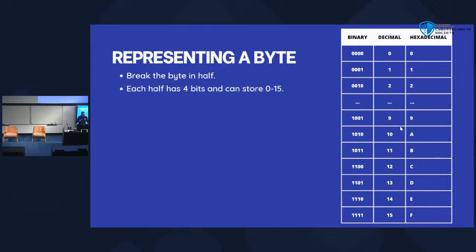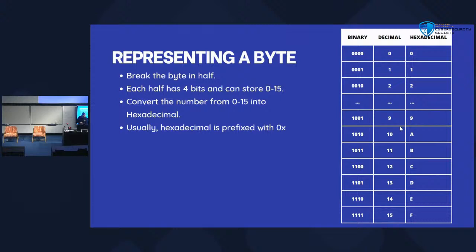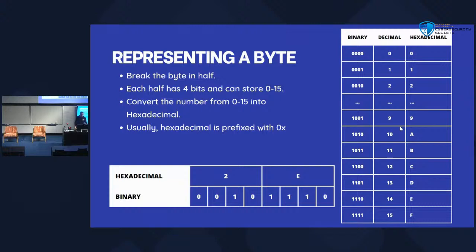So we take our 2 nibbles, each has 4 bits and can store 0 to 15 or 0 to F in hexadecimal. And we convert that number into hexadecimal, into its digit. And usually hexadecimal is written with a 0x. This is much more of a standard. Binary is kind of a suggestion that it should start with a 0b. Hexadecimal will nearly always have a 0x in front of it. And this is how we'd represent a binary byte in hexadecimal.